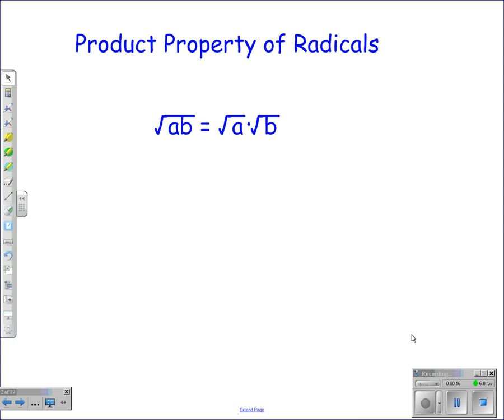When we see this property, we see that you can multiply two numbers underneath a radical, take the square root of their product. That is the same thing as taking the square root of each of the numbers and then multiplying those answers together. What we're going to do is be able to break up our square roots into multiple square roots that we can work with.